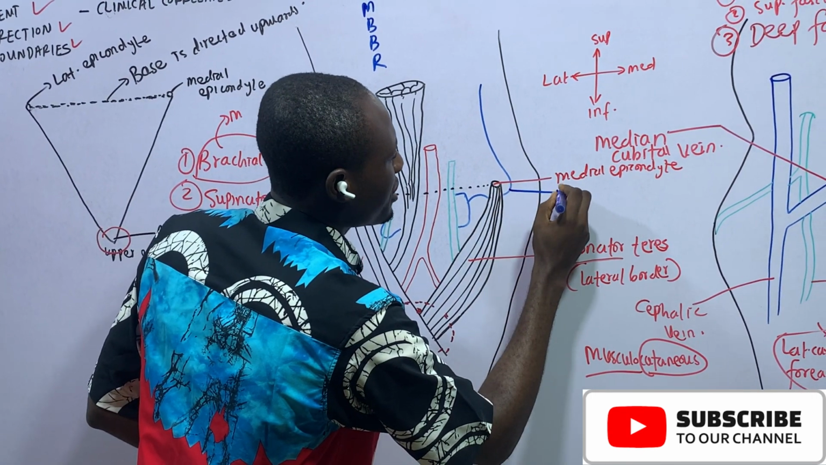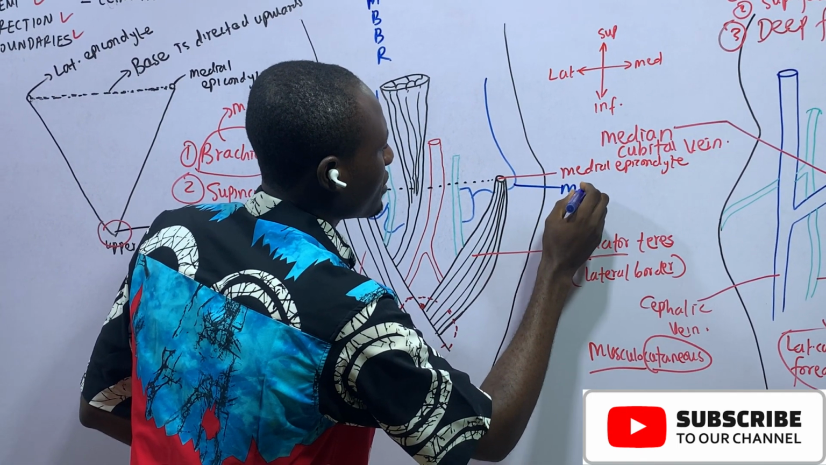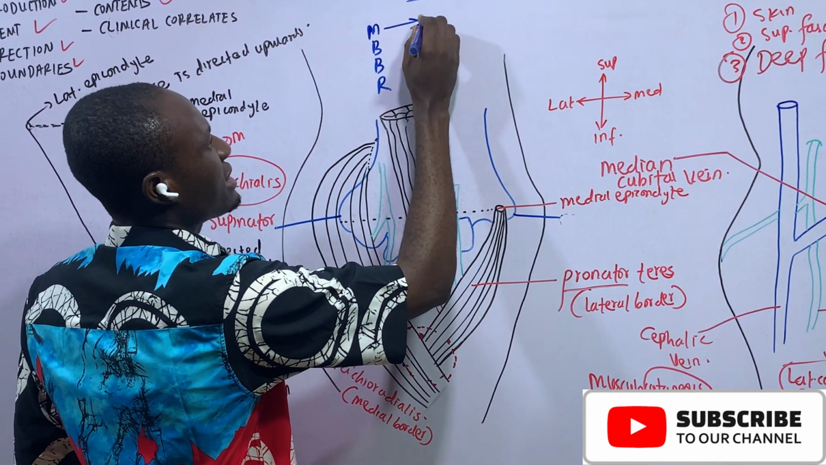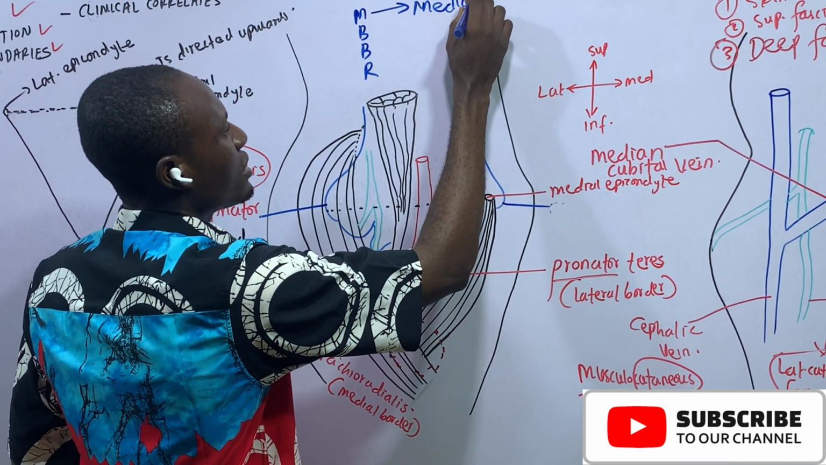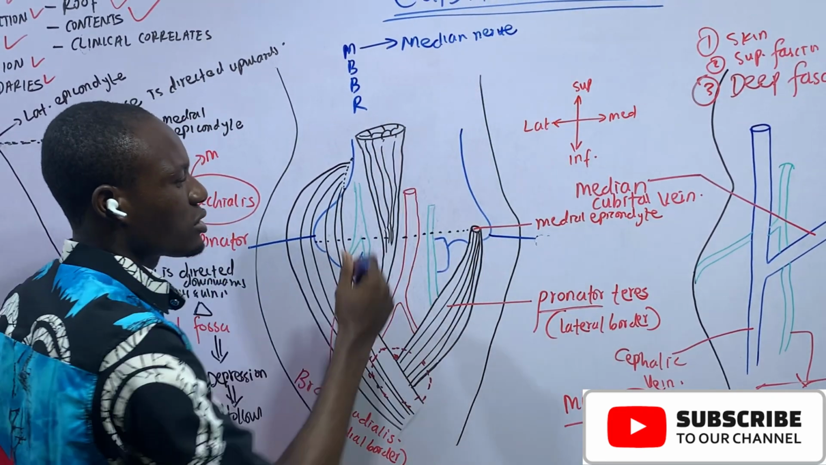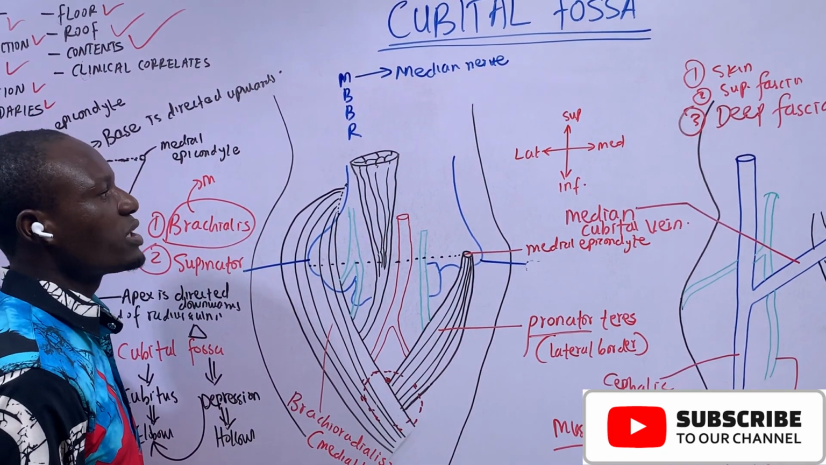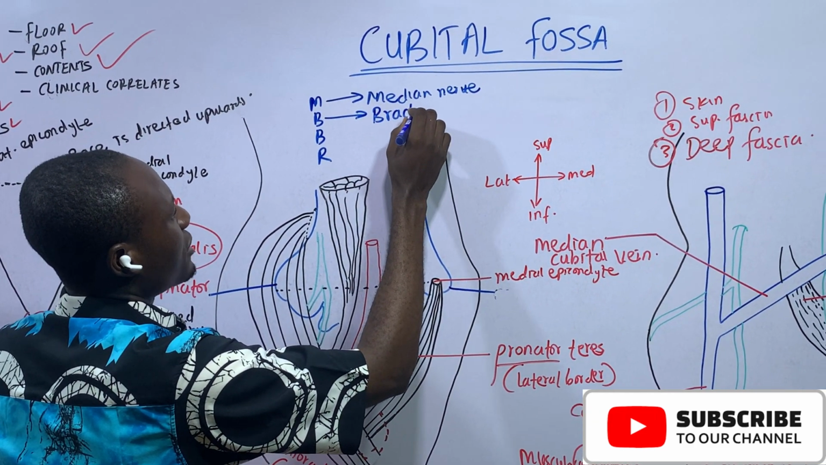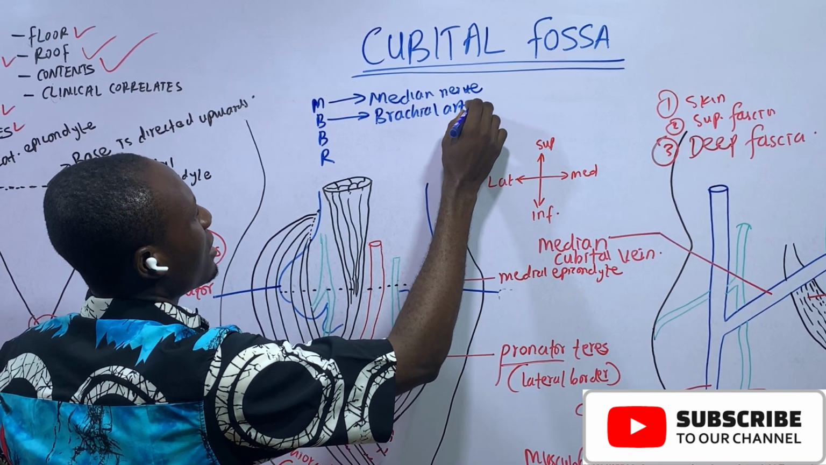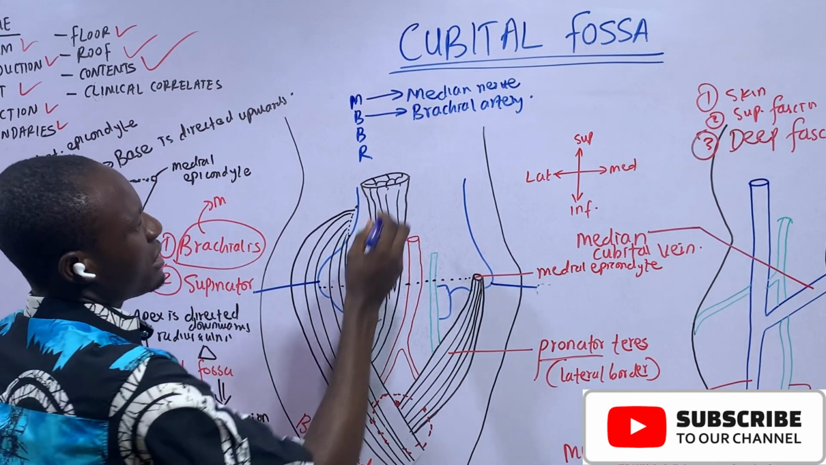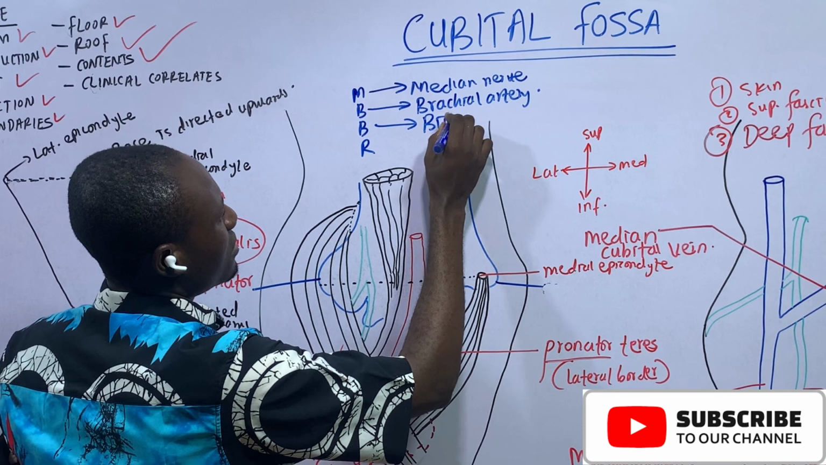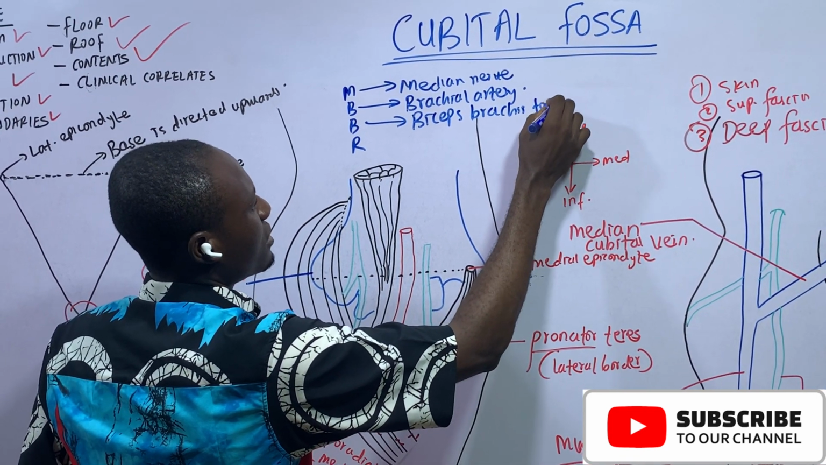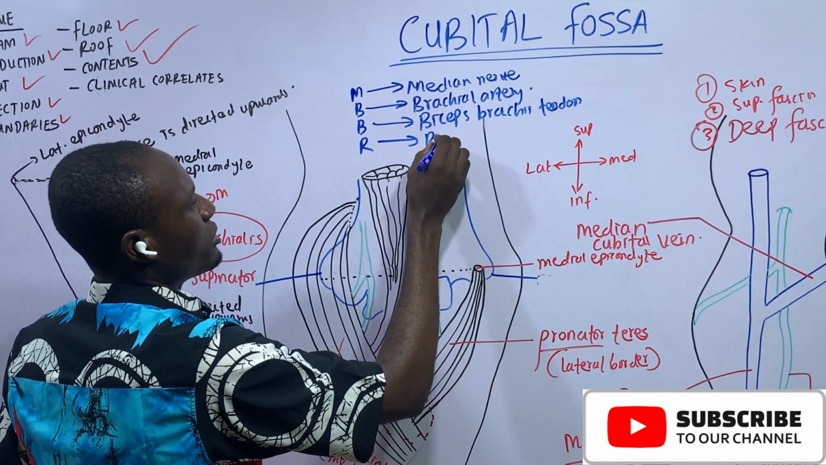So this right here is the medial epicondyle. Okay? This is the lateral epicondyle. So from medial to lateral, this M is the median nerve. So the median nerve is one of the structures that is passing through the cubital fossa. This one is the brachial artery. Then we have the biceps brachii tendon. And we have the radial nerve.